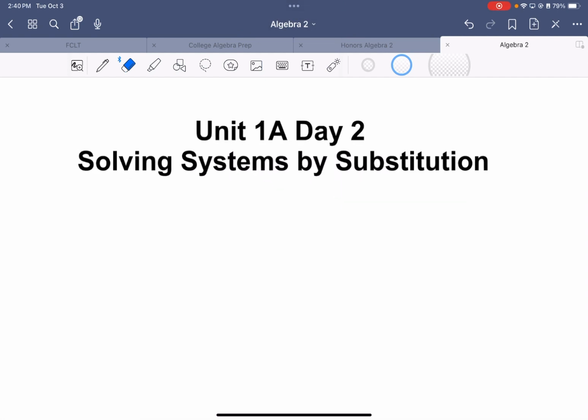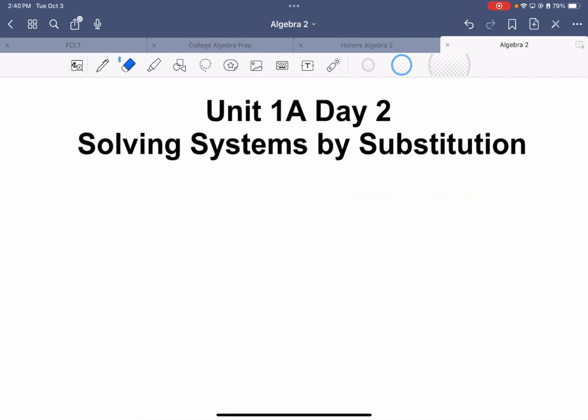Day 2 of Unit 1A. Today we are going to solve systems of equations using substitution.